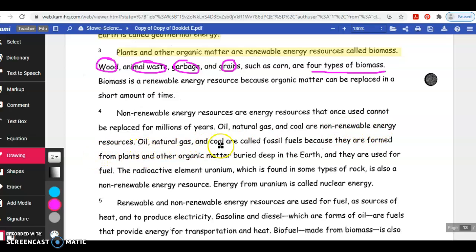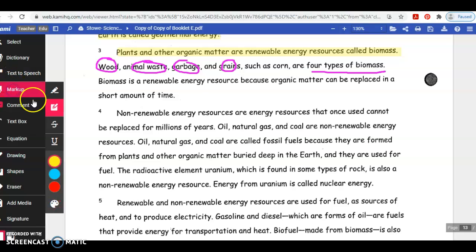Oil, natural gas, and coal are called fossil fuels because they are formed from plants and other organic matter buried deep in the earth, and they are used for fuel. The radioactive element uranium, which is found in some types of rock, is also a non-renewable energy resource. Energy from uranium is called nuclear energy.